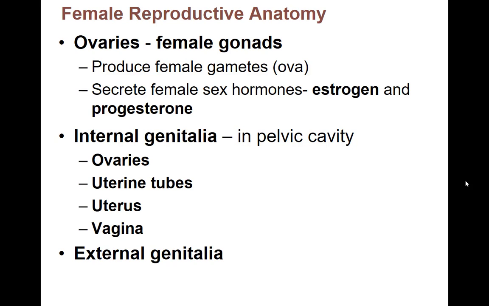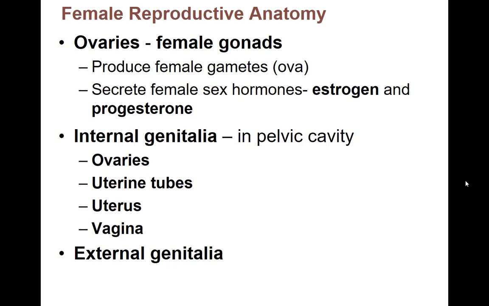It makes two main things. It makes eggs or gametes and it makes hormones. So it makes two things. Now, the two main hormones that it makes are estrogen and progesterone. So the ovaries are the female gonads.